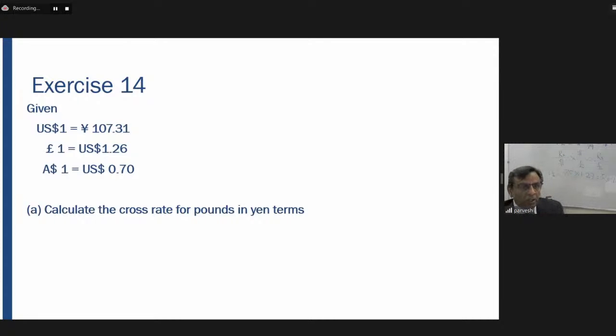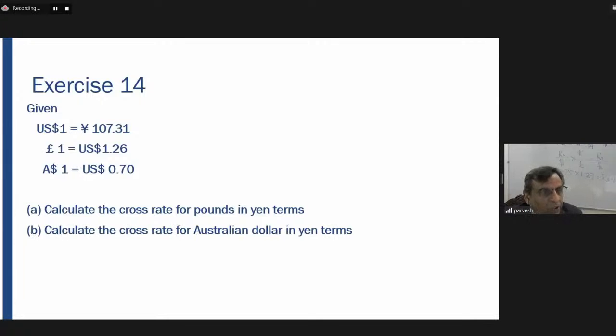First, calculate the cross rate for pounds in terms of yens. So that means 1 pound will cost you how many yens? So here the Japanese guy is traveling abroad, he wants to go to England, he wants to know what is the price of the pound. So we have to calculate the cross rate of pounds in terms of yens. Then calculate the cross rate for Australian dollar in terms of yens. Here again is a Japanese guy who wants to visit Australia. So he wants to know what will be the cost of Australian dollar in terms of yen. How many yens he has to pay to get 1 Australian dollar. So this is the meaning of this question.